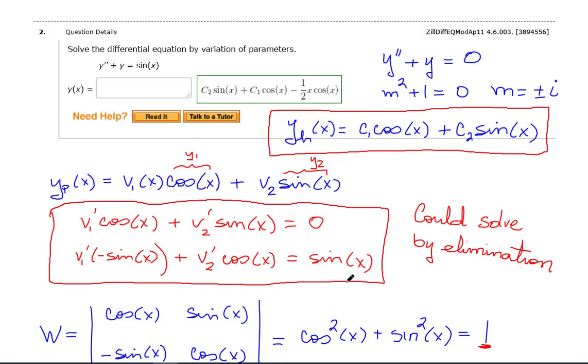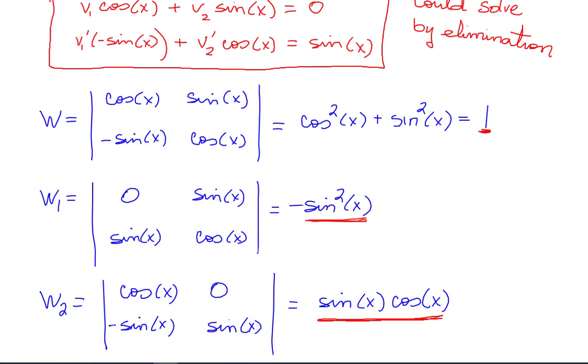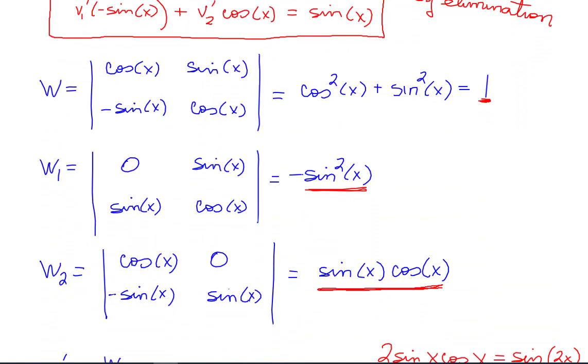Here is our driving function. And again, you could solve this by doing elimination. I could multiply this equation by minus sine, multiply this equation by cosine, add them up, and eliminate one of the variables. But again, we proceed with the way to solve it with determinants.